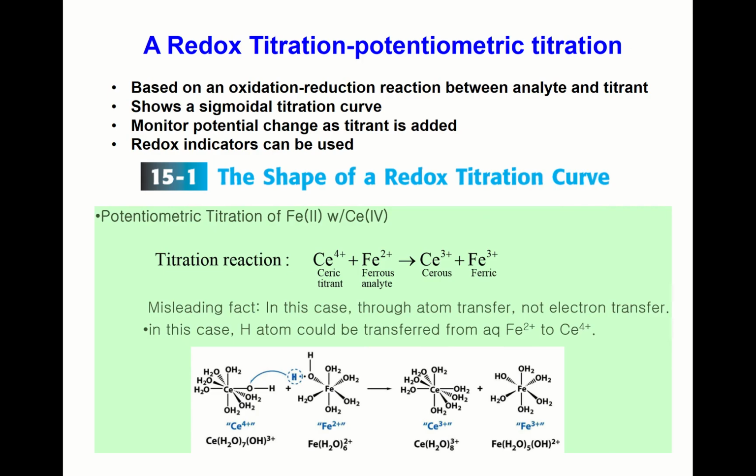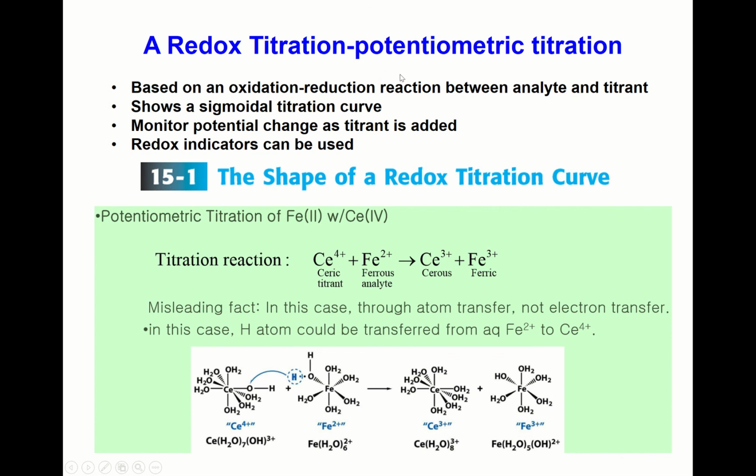Okay, now consider the redox titration. Redox titration is, in other words, potentiometric titration. As I mentioned in a previous chapter, potentiometry means that you measure only potential and relate the measured potential to the concentration of your analyte. So there is no current flowing in this titration. The redox titration belongs to potentiometric titration, where an oxidation reduction reaction between analyte and titrant is used.